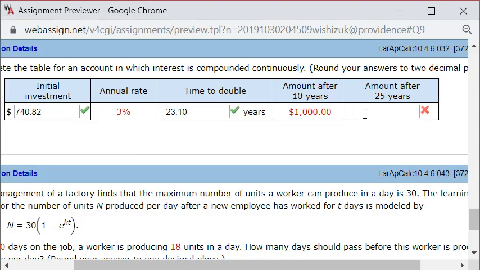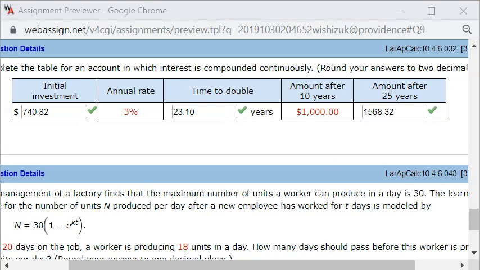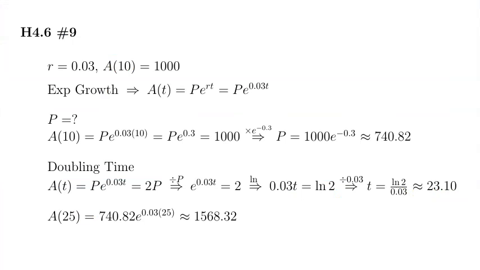What we got was 1,568.32. So let's check the answer. I came back and it looks like we got the last part correctly as well. All right, that's it. I hope that this was clear.